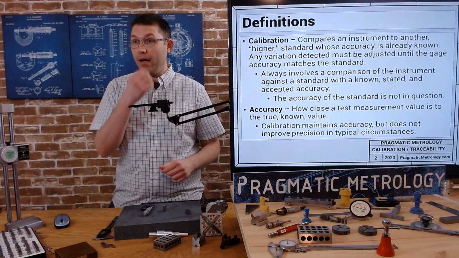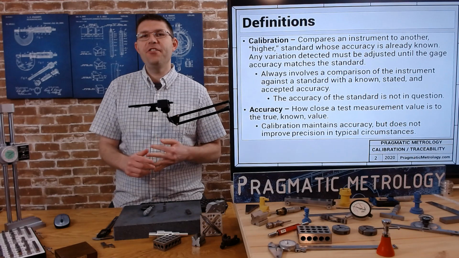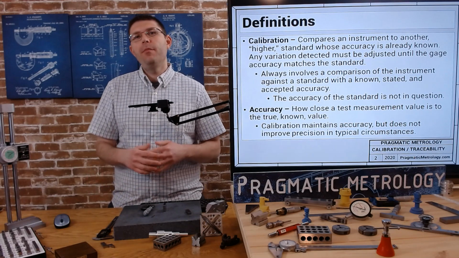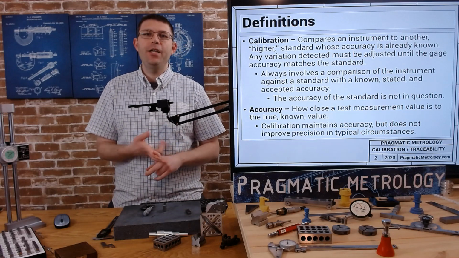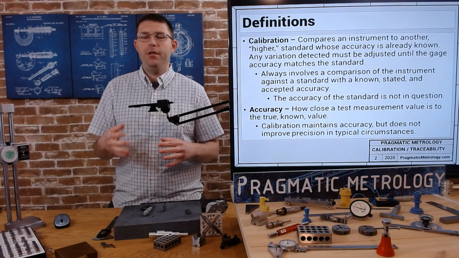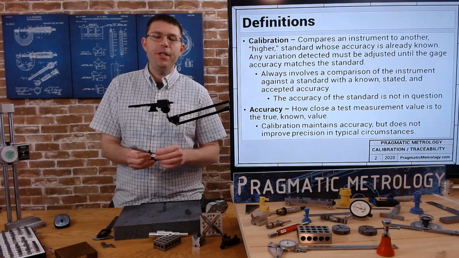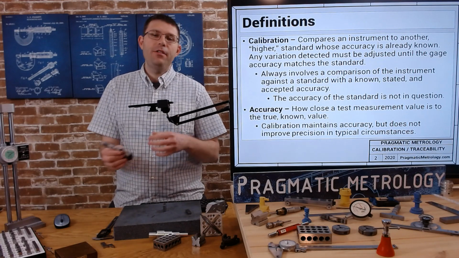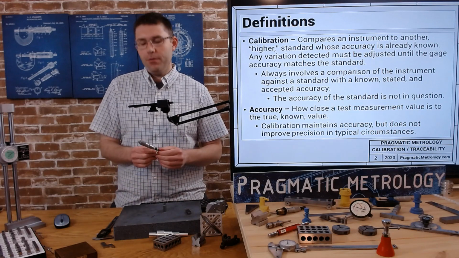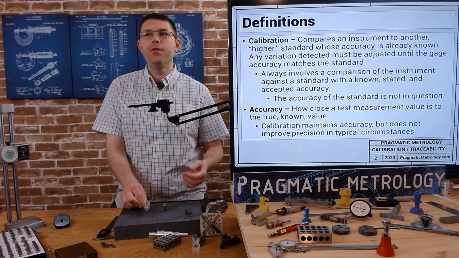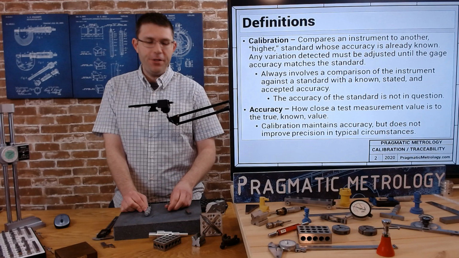The accuracy is how close a test measurement value is to the true known value. So calibration maintains accuracy, but it does not typically improve precision. If you watch the video about precision, gauge R&R, and accuracy, you'll know I spent a lot of time on this. But when you're calibrating, you're not necessarily improving the physical precision. Sometimes repairs during calibration will do that, but typically you're not improving the precision. You're just maintaining the accuracy of what your gauge is measuring.